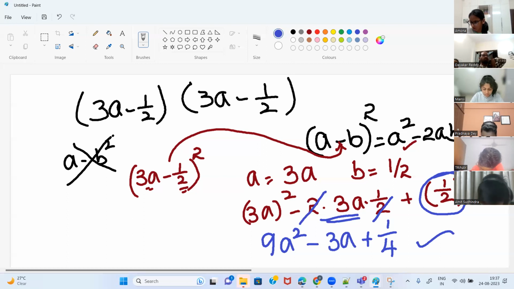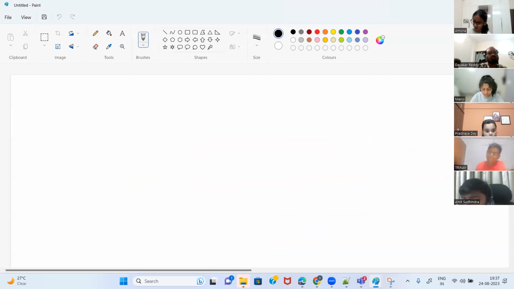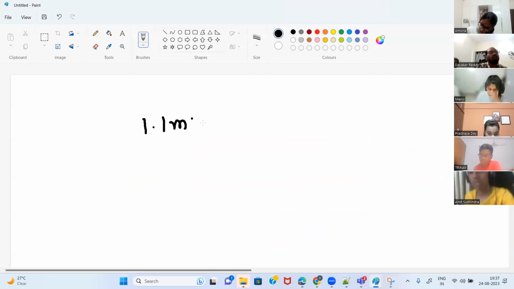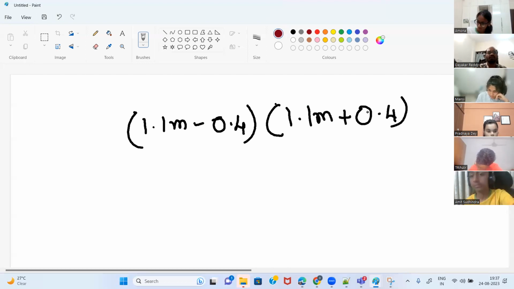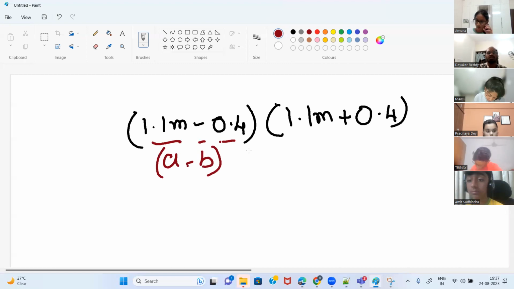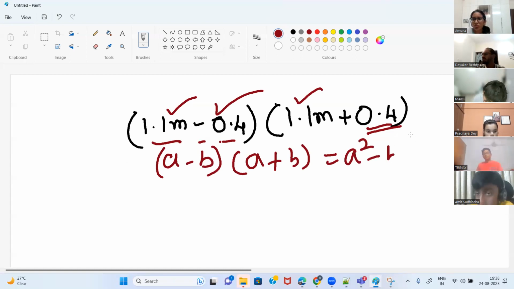Next problem is homework. I will give one problem. Note down the homework. 1.1m minus 0.4 into 1.1m plus 0.4. See, what is the formula I can apply here? A minus B, A plus B. This is A, and this is also A. Plus, we assume this is B, then it is also B, which is equal to A square minus B square.